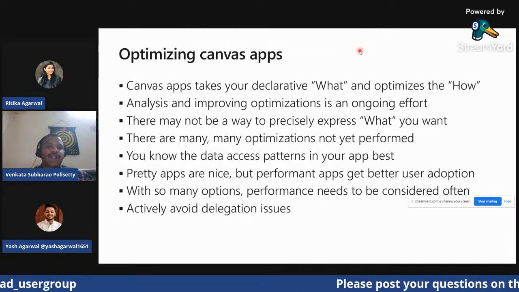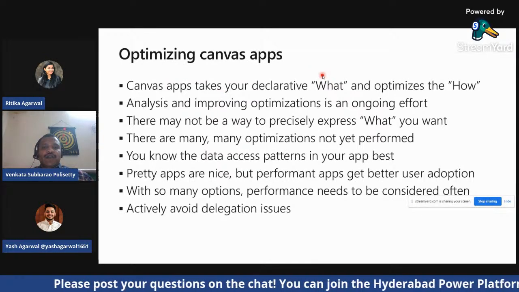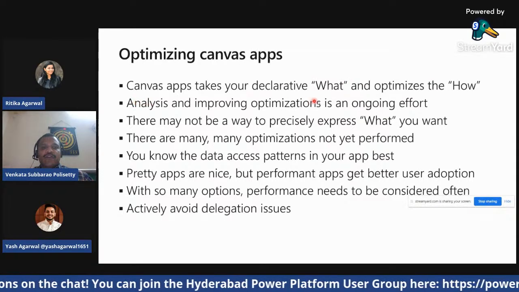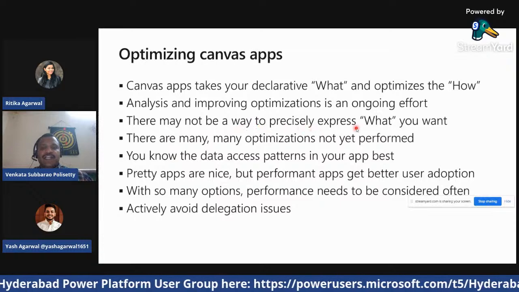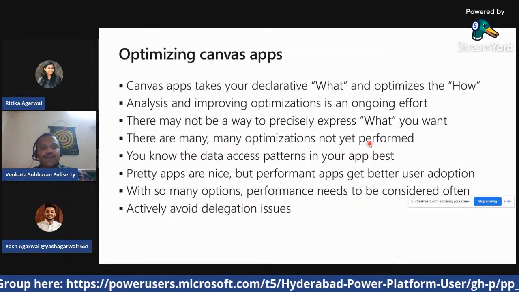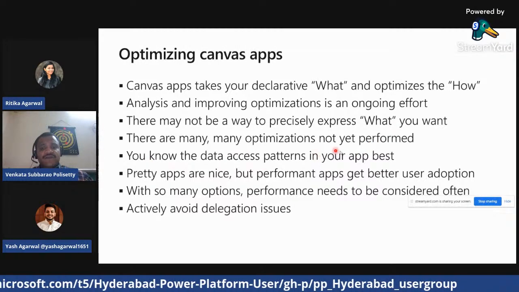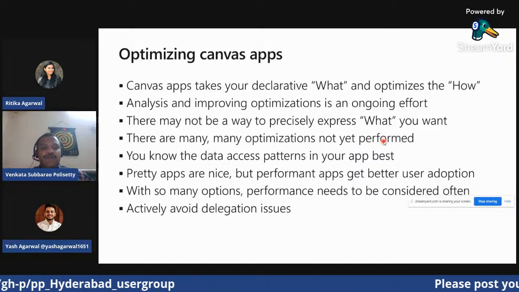So how can we optimize Canvas apps? First, we have to determine what needs to be optimized and how we can optimize it. Analysis and improving automation is an ongoing effort. There may not be a way to precisely express what you want, and there are many optimizations not yet performed. We have to observe this main point here: there are many optimizations not yet performed.